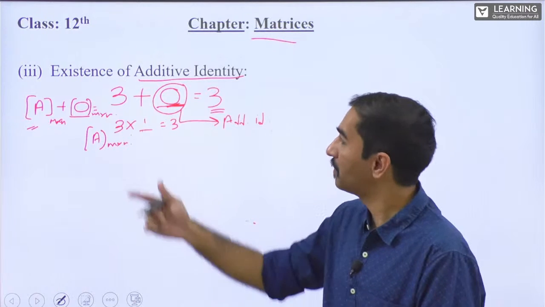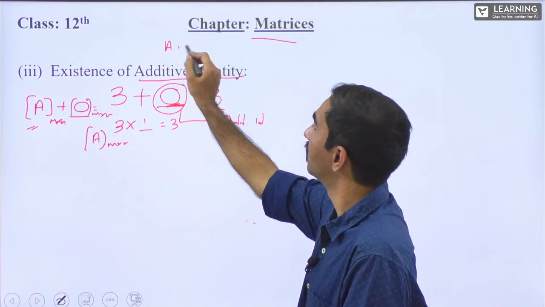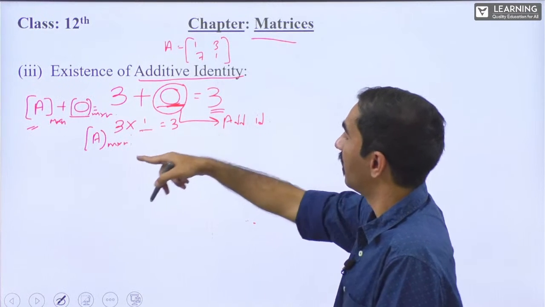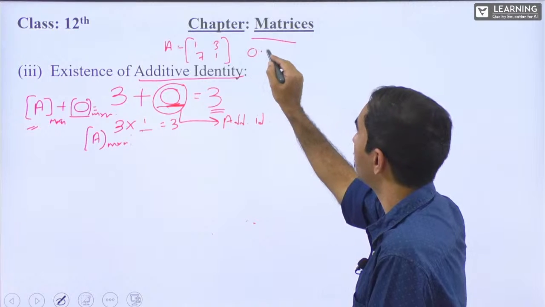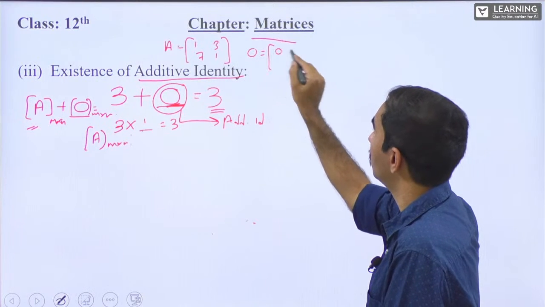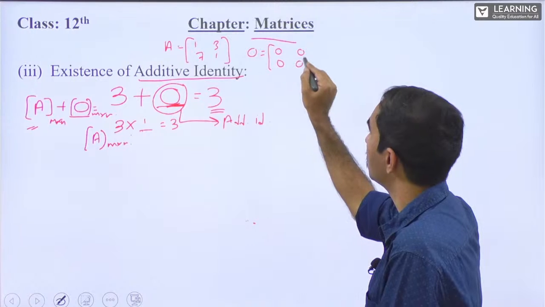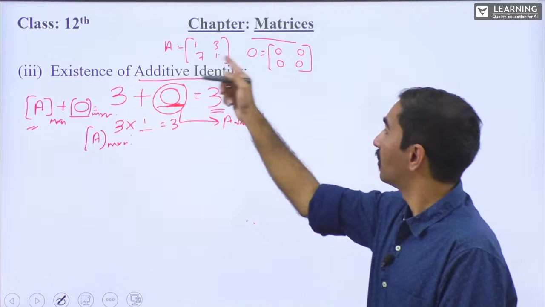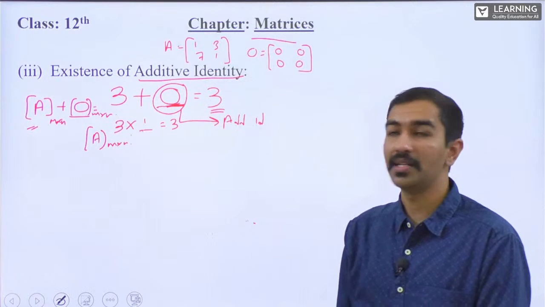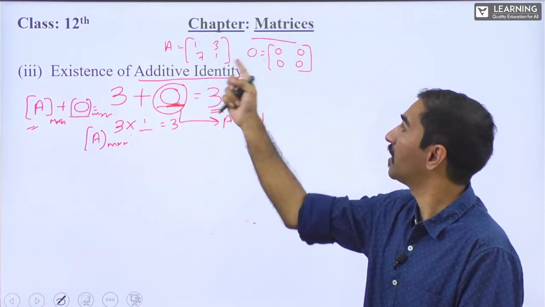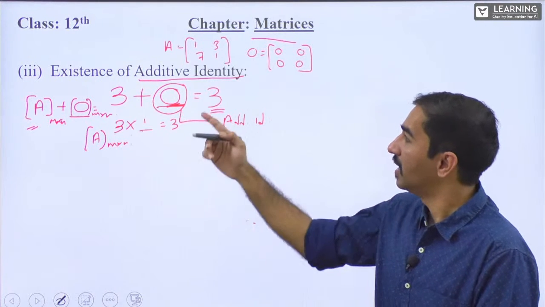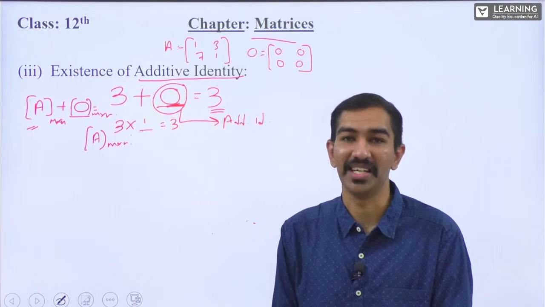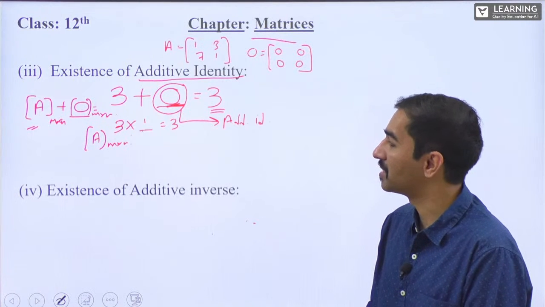Understanding? So for example, let us take A is equal to [1, 3; 7, 1]. And what is our O, students? That is nothing but the null matrix of the same order, [0, 0; 0, 0]. When you add these both matrices, corresponding elements are added. We'll be getting the same A matrix, which means the existence of additive identity is nothing but the null matrix. Understand? Moving on to the next property of addition of matrices.